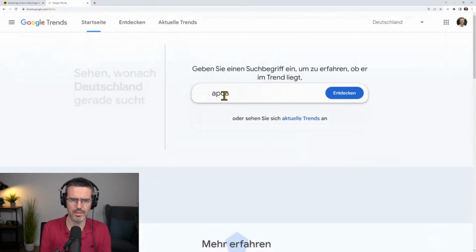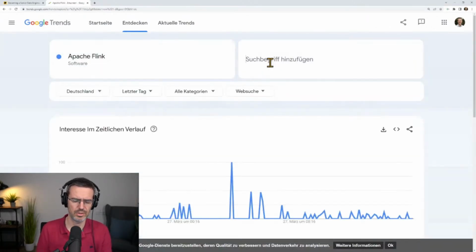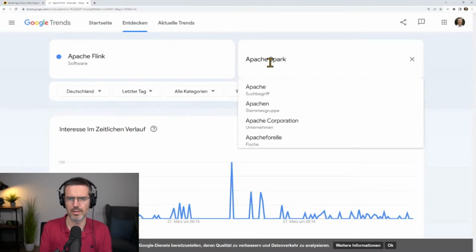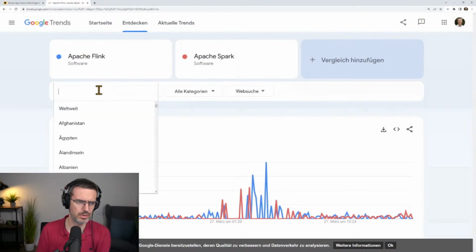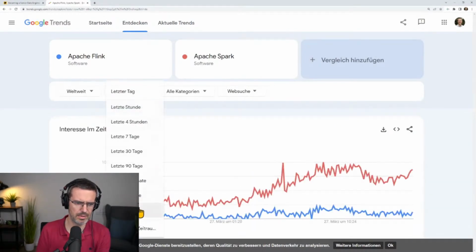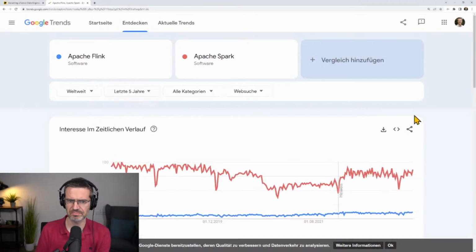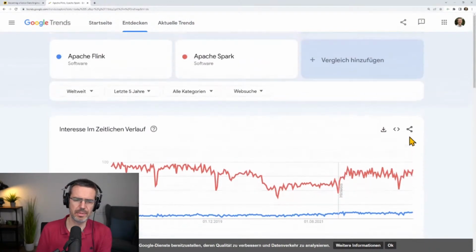Apache Flink, software, and Apache Spark. Software, and then we're not going to look at Germany, we're going to look at worldwide, and not for the last day, but the last, let's say, 5 years. So as you can see here, Spark is the big leader here.